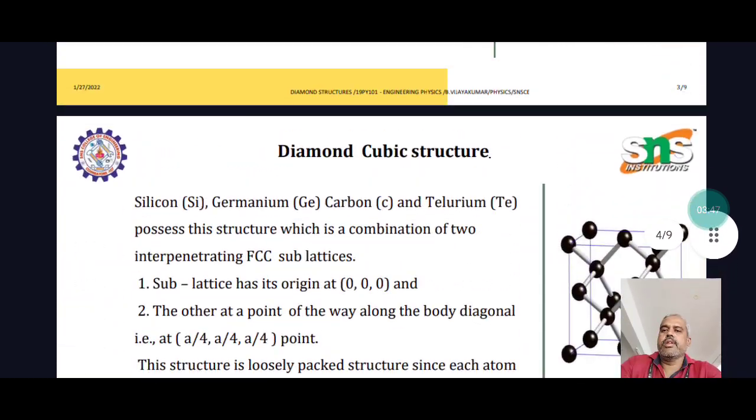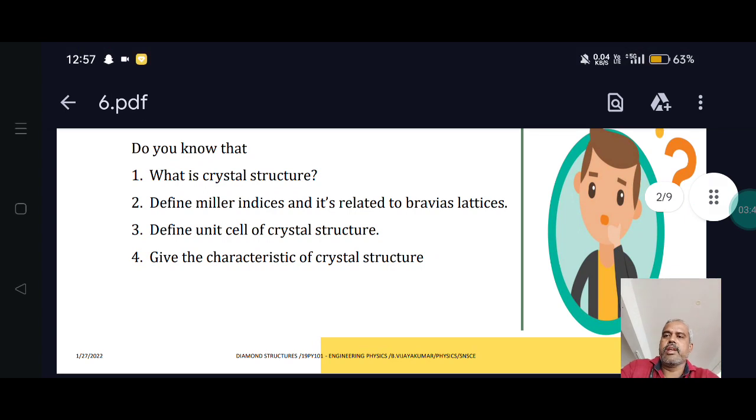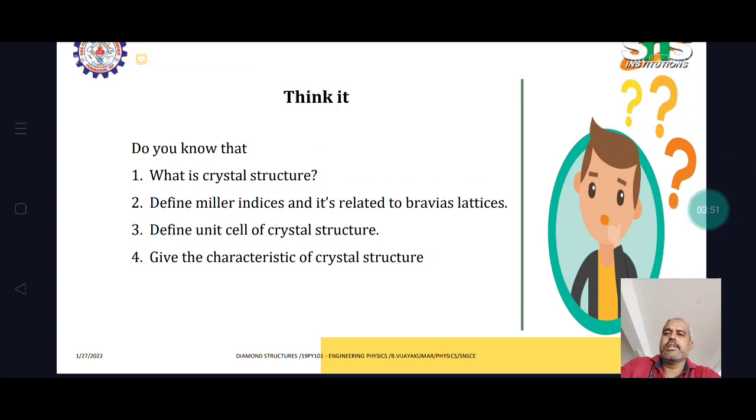Now the questions we discussed earlier. First, what is a crystal structure? In a crystal structure, the atoms are arranged in a perfect, periodic manner in a lattice form. That is called a crystal structure. It is a unique formation. Then, define Miller indices and its relation to Bravais lattice. Miller indices are a very important parameter for finding the crystal structure and also the Bravais lattice, of which there are 14 types.